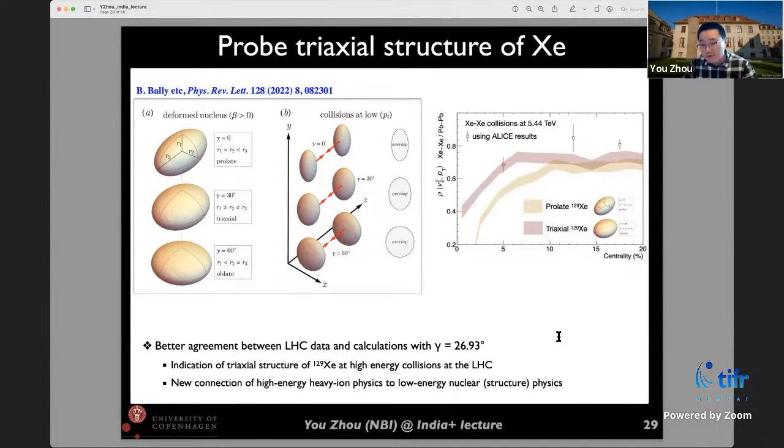And that, in fact, also gave us a big hope that we might have a new connection between high energy heavy ion collisions and low energy nuclear structure physics. Because when you're talking about nuclear structure at lower energy, those physicists will tell you the structure they study is based on the charge radii, right? And for the nucleon distribution, they cannot really probe, while for the LHC, we can actually see both.